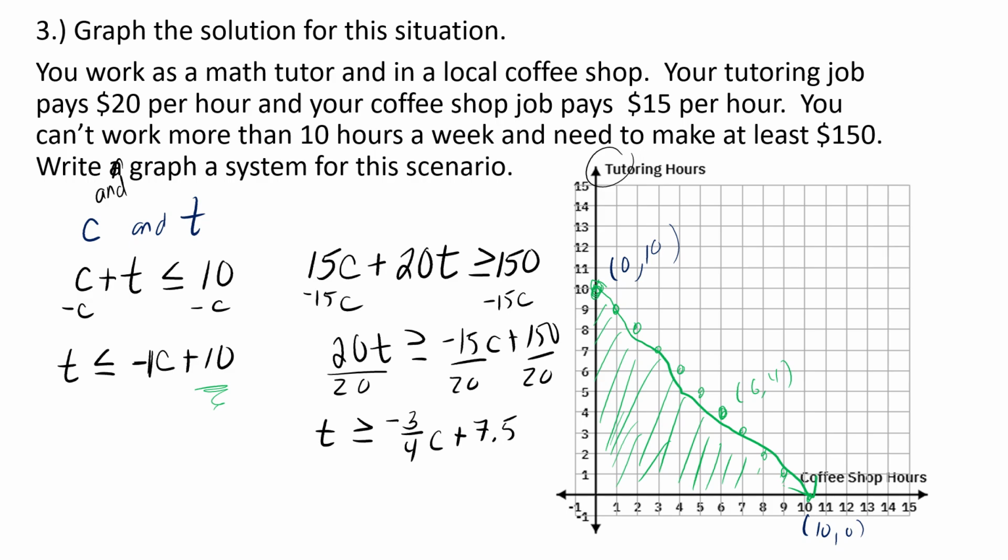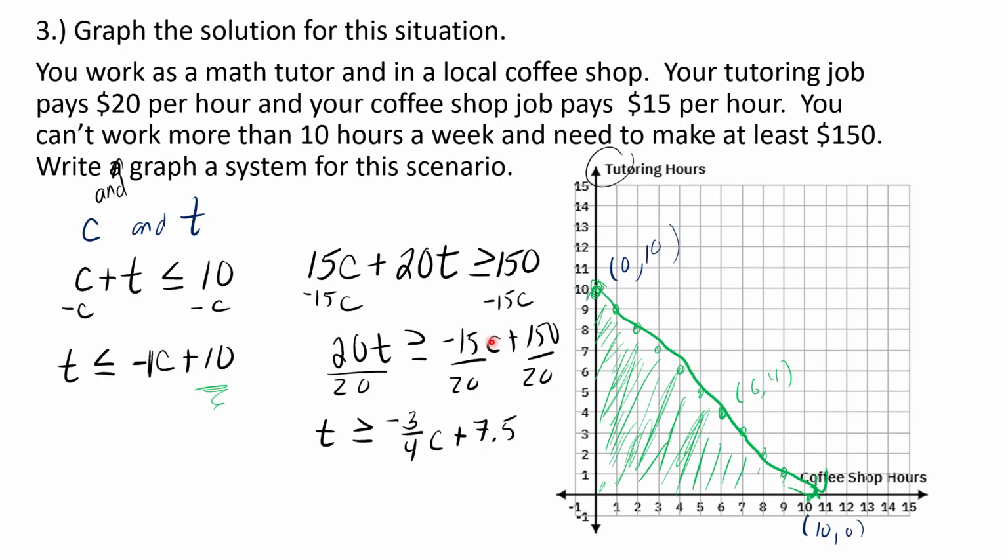Now I am going to take a moment and see if I can make it a little bit straighter here. Okay, and it is a solid line, and notice that we're shading everything underneath it. So in theory, you could also do something like this. If you were to look at this point right here, this is the point (4, 2). So you could be working 4 hours at the coffee shop and 2 hours tutoring, and that would put you within your limit. So it's less than or equal to 10 hours.